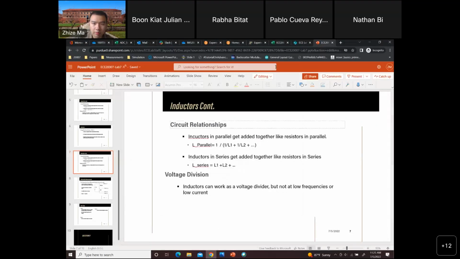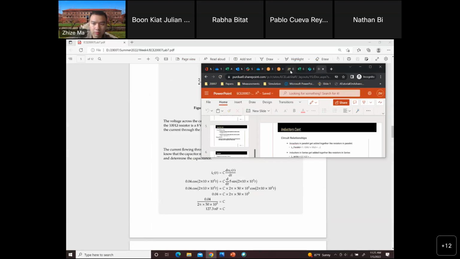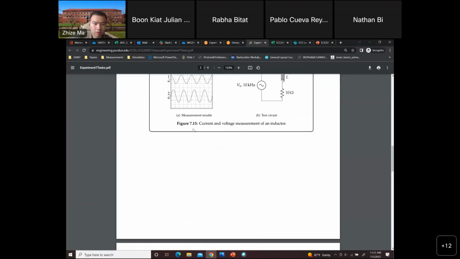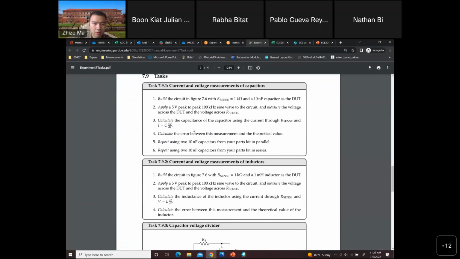Let's talk about the experiment really quick. Today you have 3 tasks. They should not be too hard. The first one and the second one are similar. You're going to build figure 7.6 and then measure the capacitance and the inductance.